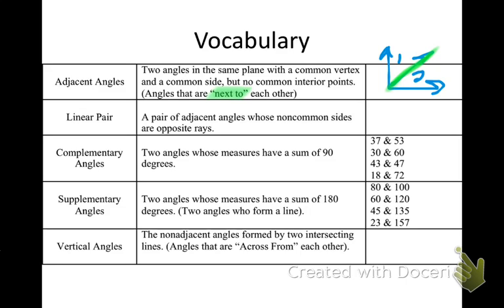A linear pair is a pair of adjacent angles whose non-common sides are opposite rays. Linear pair essentially comes from the root word line. So they are adjacent angles that make a line. If I had a line here with angles 1 and 2, they are a linear pair because they form that line right there. That's what makes them a linear pair.